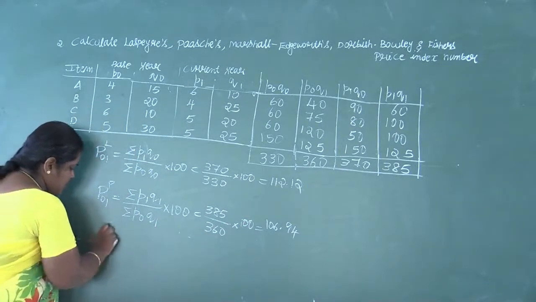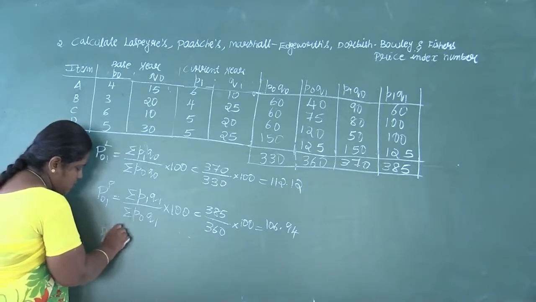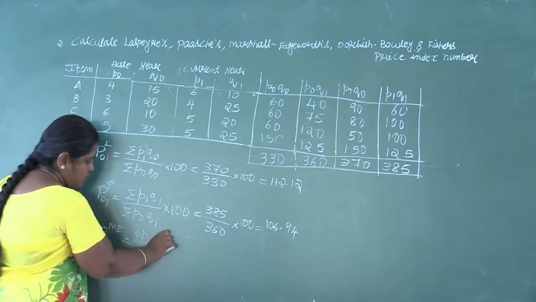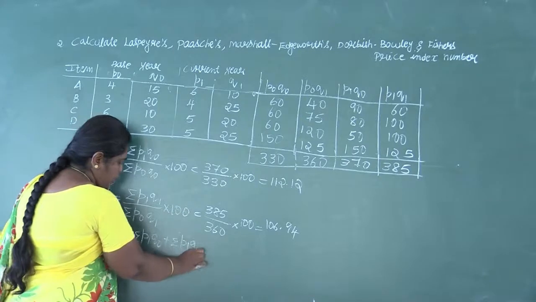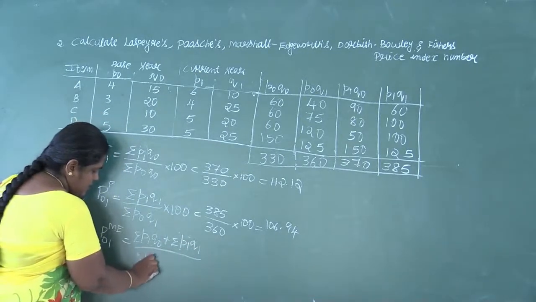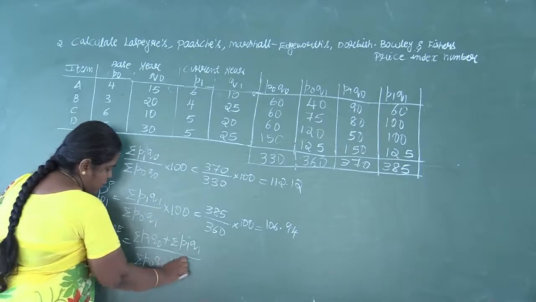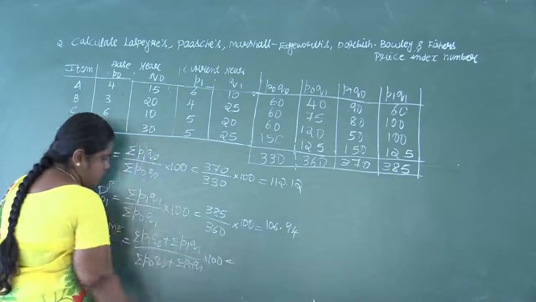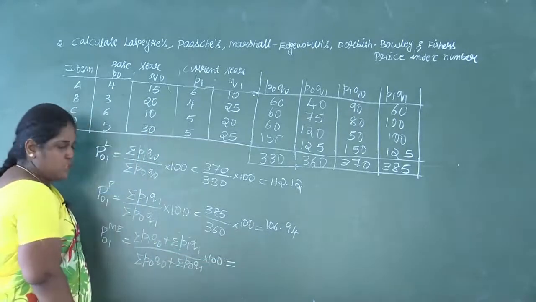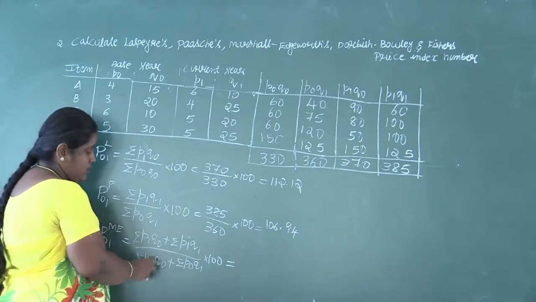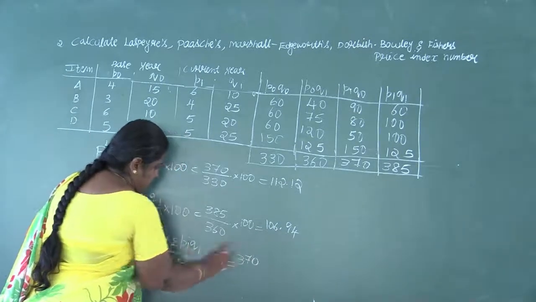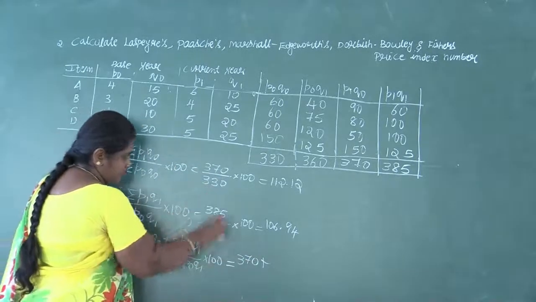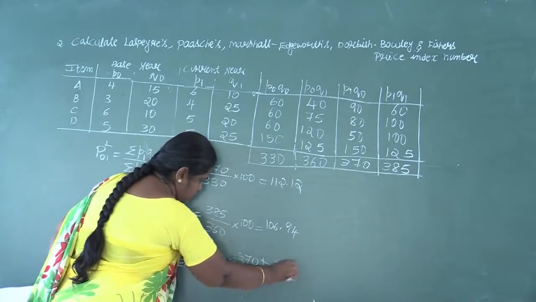Next we'll move on with the next one, that is the Marshall-Edgeworth. What is the formula of Marshall-Edgeworth? It is sigma P1 Q0 plus sigma P1 Q1 divided by sigma P0 Q0 plus sigma P0 Q1 into 100. Now substitute the values, that is the total of each one. So sigma P1 Q0 total is 370. Then we have the plus symbol. Sigma P1 Q1 is 385. We'll get the total values from the table.